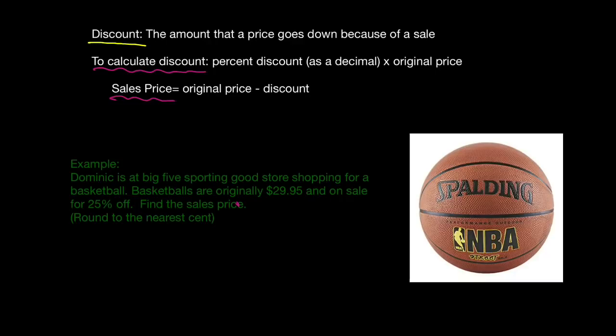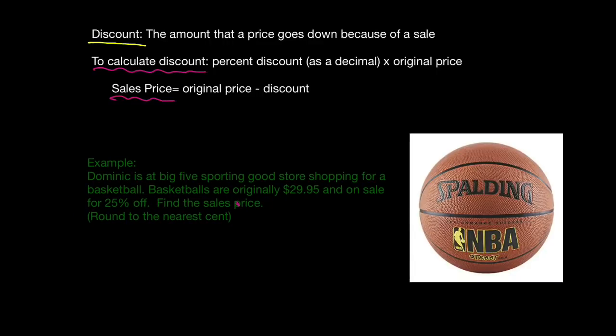Our example for today centers around our student Dominic. And Dominic, I hear, is a big basketball fan. Now, Dominic's at Big Five Sporting Goods store shopping for a basketball, and basketballs are originally $29.95, but he's in luck because right now they're on sale for 25% off. We are tasked with finding the sales price and rounding that sales price to the nearest cent, which would be the hundredths place.